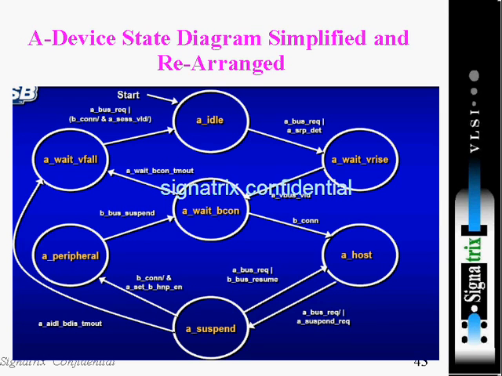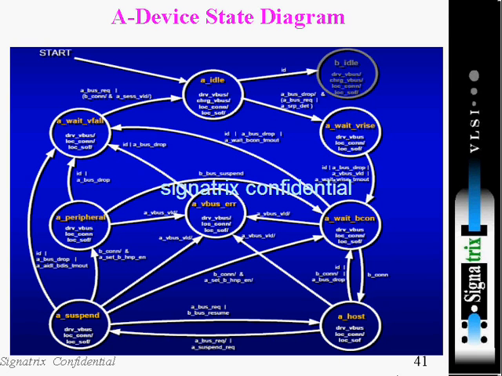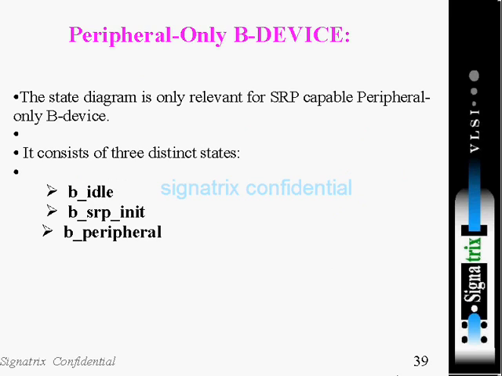This is a somewhat simplified diagram of the A device. A is in idle state, then A wait VRISE, A wait BCON, A host, A suspend, A peripheral. Same diagram, somewhat more clear. In between we missed one more device concept, that is the peripheral-only B device. We have seen the B device which acts as both host and device. But one more concept is there: a B device that acts only as a peripheral. It will not act as a host. That kind of device is also there, so now we are going to see that device.